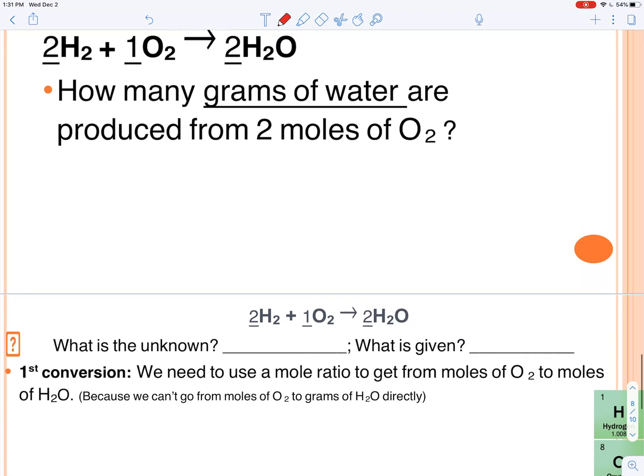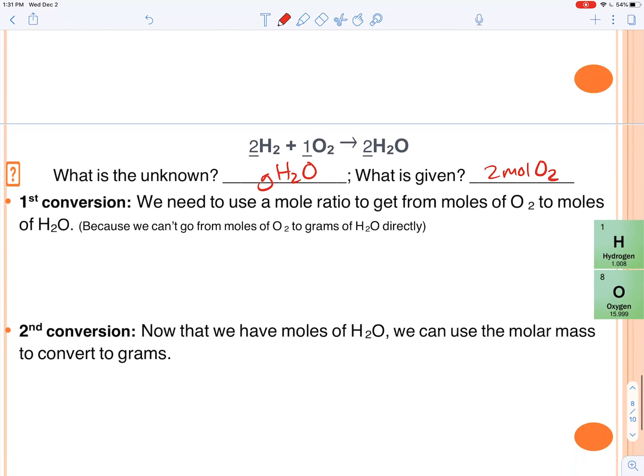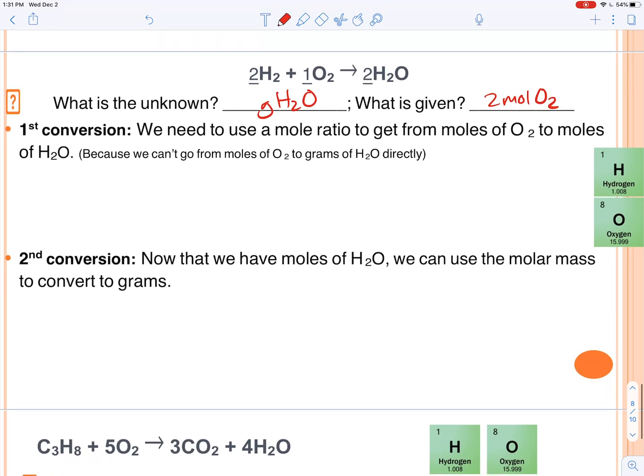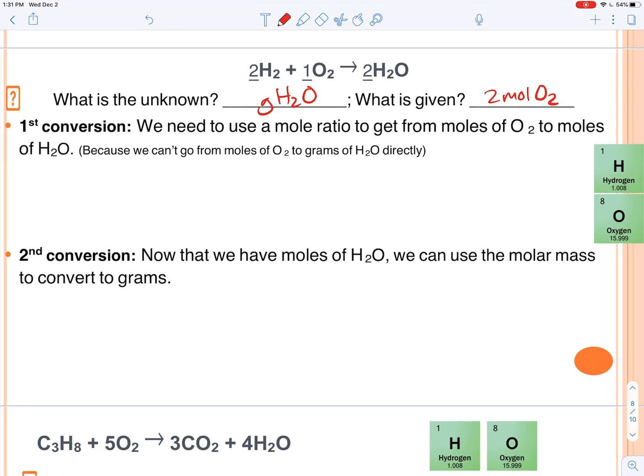So first, I like to figure out what's the unknown. What am I trying to solve for here? So I want grams of water, and they give me 2 moles of oxygen. Okay, so this is actually going to take 2 steps. First, we have to convert to moles of water before we can get grams of water, right? It's like if I asked you, if you have 2 pieces of bread, how much does your sandwich weigh? Well, you have to make the sandwich first before you can weigh it. So that's what we're doing here.